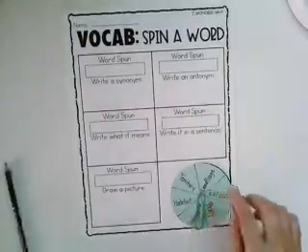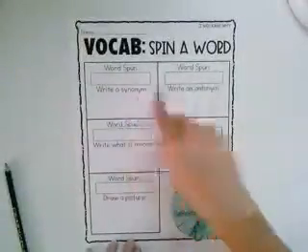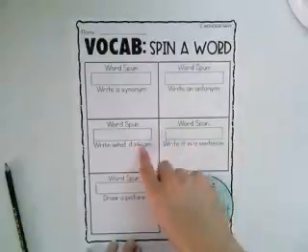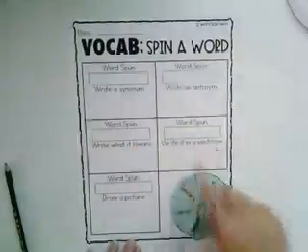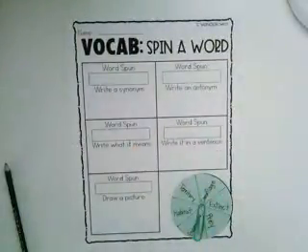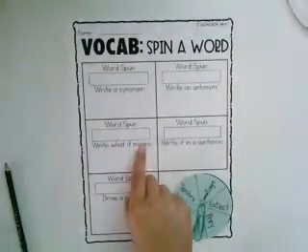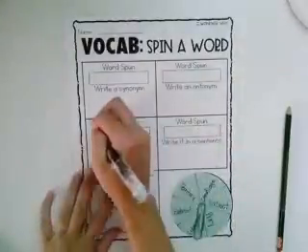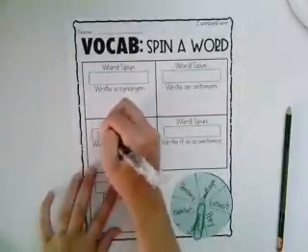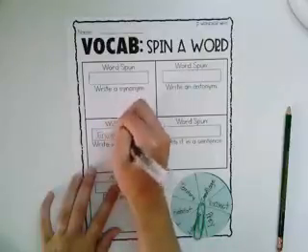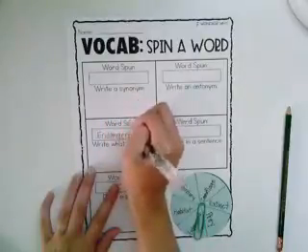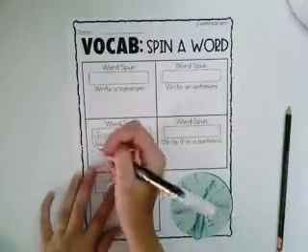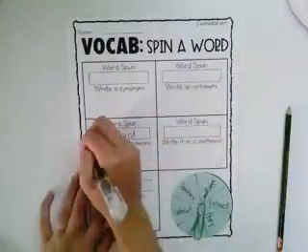Since I went first, I am going to choose my box. Do I want to come up with a synonym, an antonym? Do I want to write what it means, put it in a sentence, or draw a picture? I am going to do what it means. So I'm going to write my word. And I know endangered means at risk of dying out.